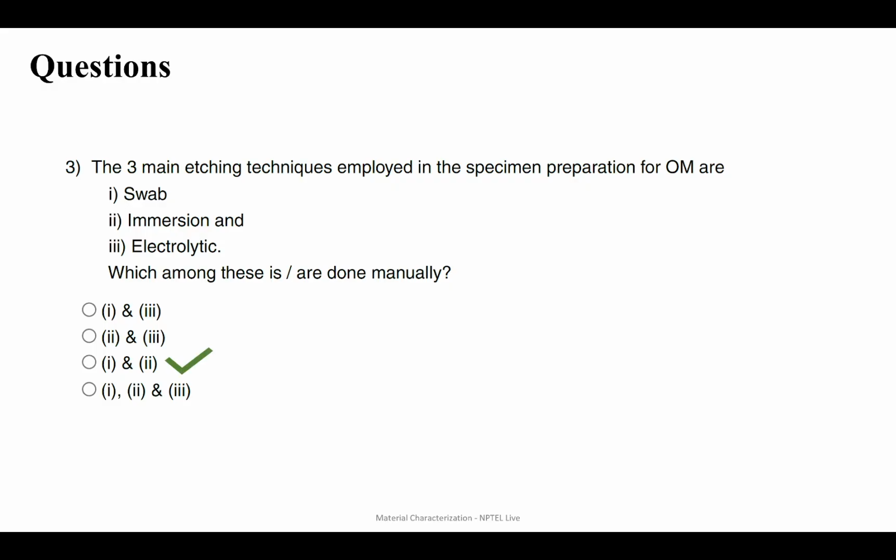That would be correct. The correct answer would be 1 and 2. So swab or immersion are done manually. Electrolytic is not manual; it is an electrochemical process, so it is done using specific instrumentation.